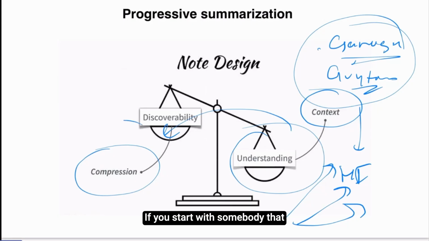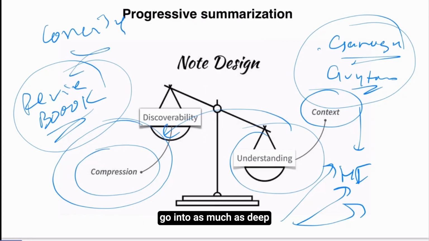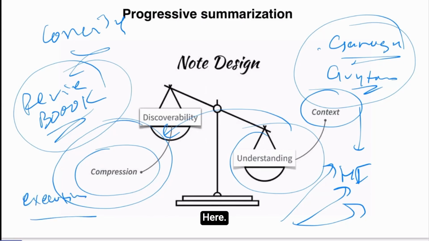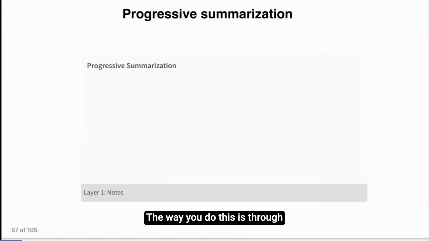That's an issue. If you start with some review book like First Aid, which is very concise, it doesn't go into concepts as deeply as Ganong or Guyton. It'll give you a nice review, but what it would lack is the contextual understanding or the basics or the concepts. So here what you're getting is execution. Here what you're getting is concepts. My question is, how do you bridge both of them? How do you make sure you're not losing context or understanding while also compressing down information without forgetting? The way you do this is through progressive summarization, or highlighting 2.0.